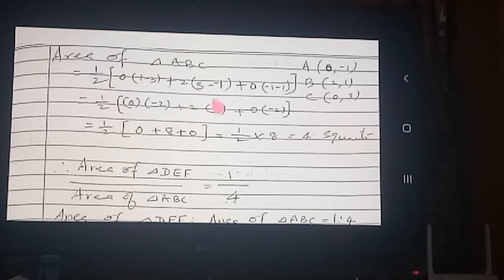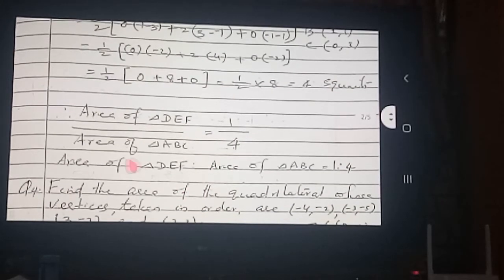Therefore, you got the area of both the triangles. Here only simple application, there is no magic. Area of triangle DEF you got, area of triangle ABC is got. So your question is to find the ratio of area of DEF and area of ABC. So here we are finding out the ratio of the areas. Area of triangle DEF upon area of triangle ABC is equal to 1 by 4. So you write in the form of ratio: area of triangle DEF is to area of triangle ABC is equal to 1:4.